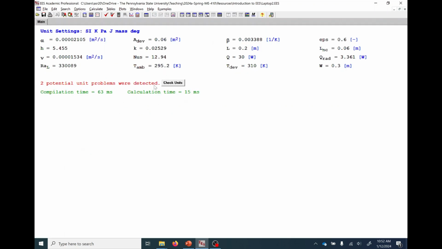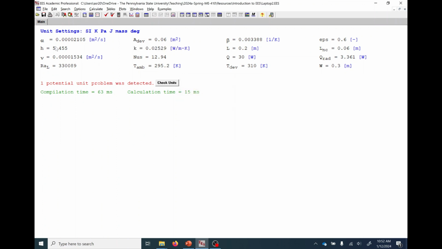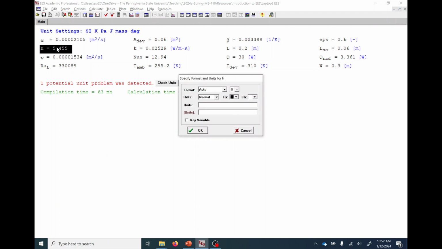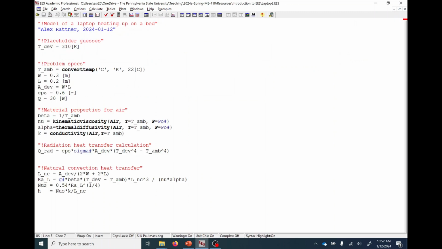So we get to here. We have two potential unit problems. One of them is because I need to set K to be watts per meter Kelvin. And the other one is because heat transfer coefficient H should be in watts per meter squared Kelvin. That was what we were working toward with this whole natural convection calculation, just to work out what that heat transfer coefficient H is. And since we now know that, we can calculate Q from natural convection from the laptop to the room. That is equal to the heat transfer coefficient H times the surface area of the device times the temperature difference, T device minus T ambient.